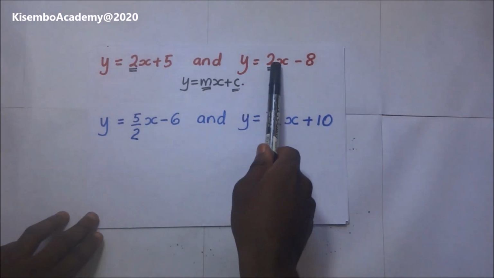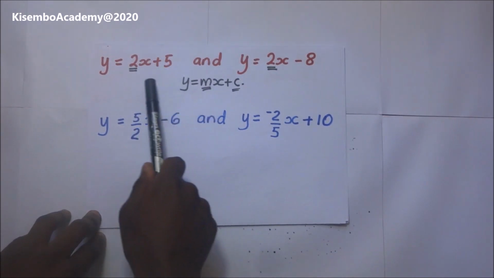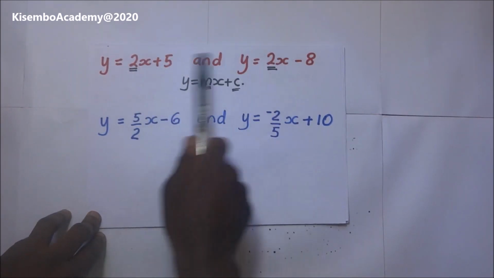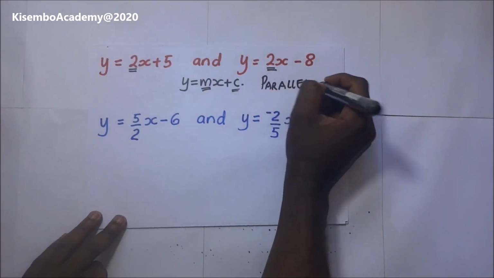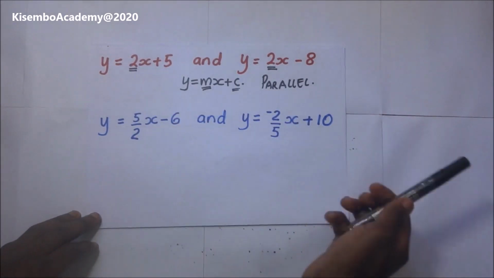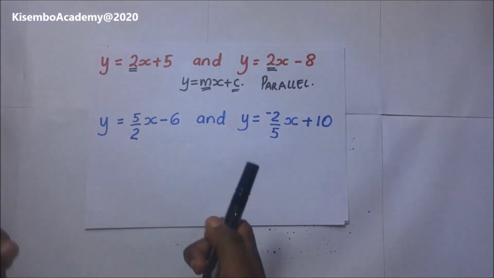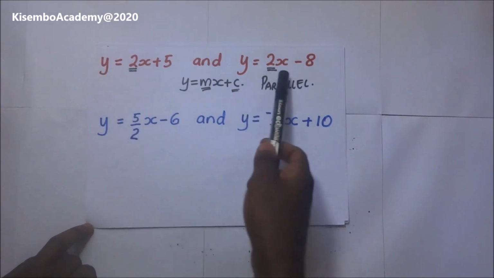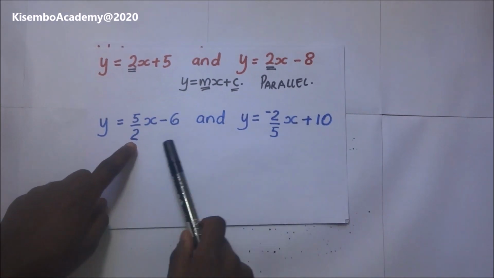Now, in this first case, when the value of m is the same, it means that these 2 lines are parallel. So let's take it from there: parallel lines have the same gradient, or the same value of m. That is how you tell that one line is parallel to another, when their gradient is the same.